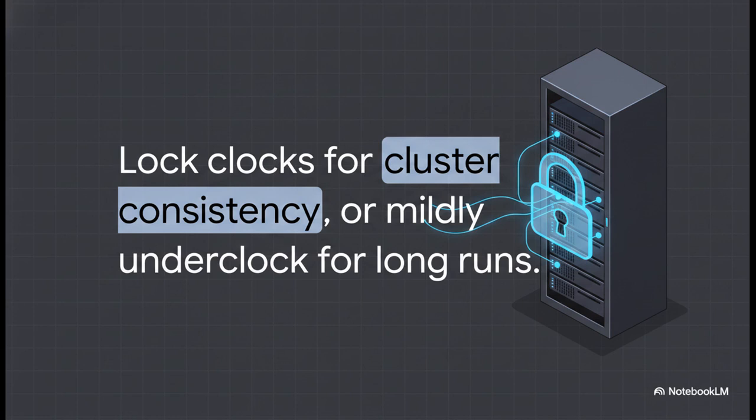Scenario 1 is training. Look, when you're utilizing a massive cluster of data center GPUs, you want absolute consistency. By using application clocks to lock the SM and memory clocks across the entire cluster, you make your training throughput completely predictable. This makes capacity planning an absolute breeze. Plus, if you're working in a thermally constrained data center rack where things run a bit hot, mildly underclocking those GPUs can actually prevent catastrophic hardware failures during brutal multi-day runs.